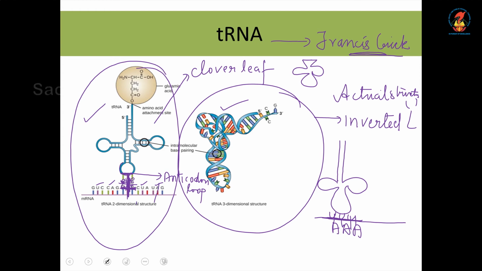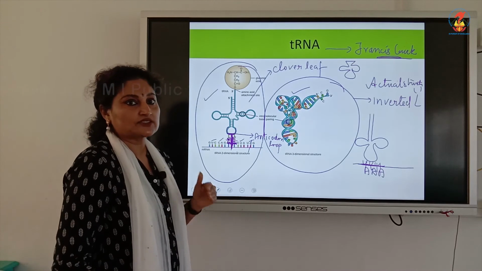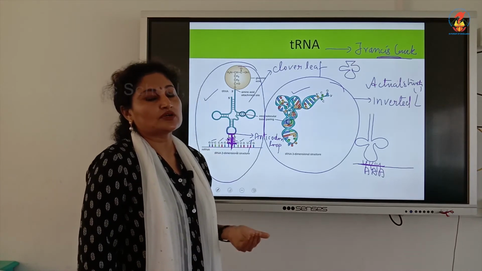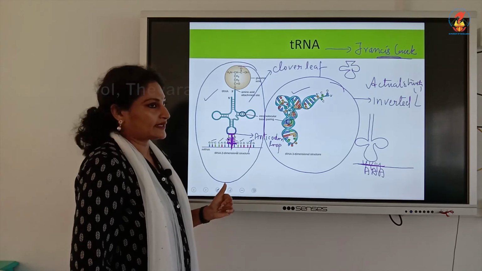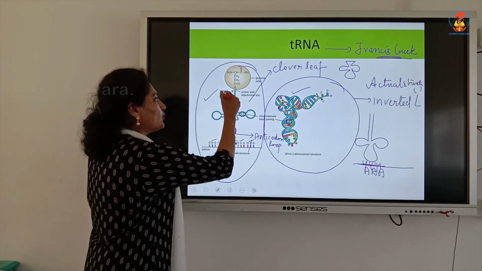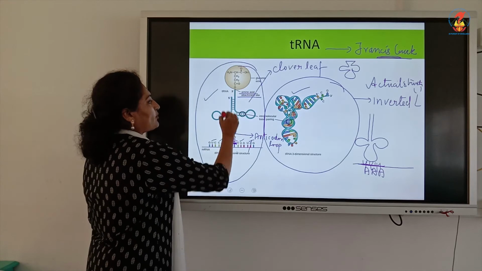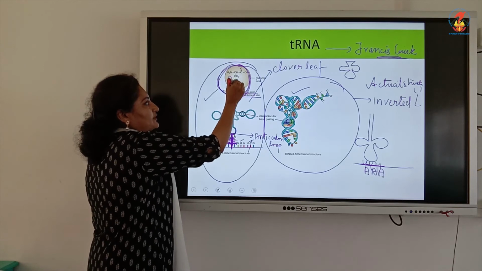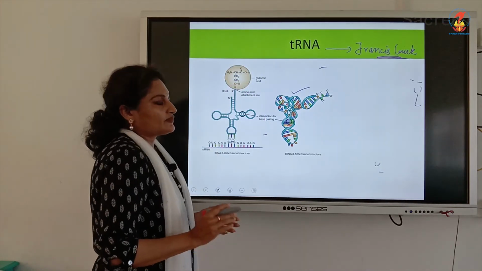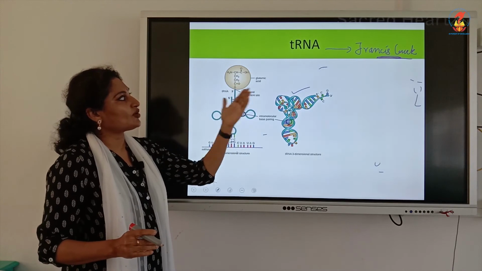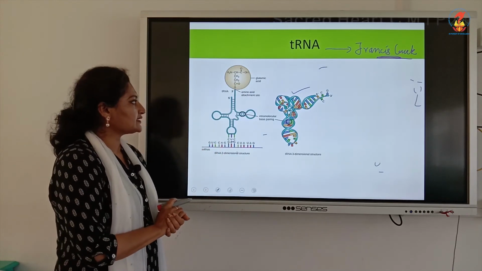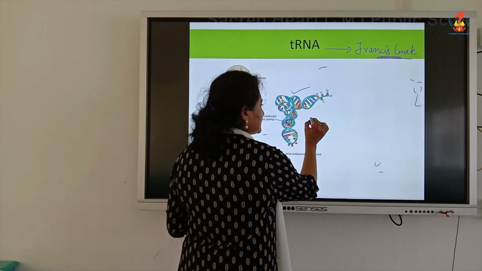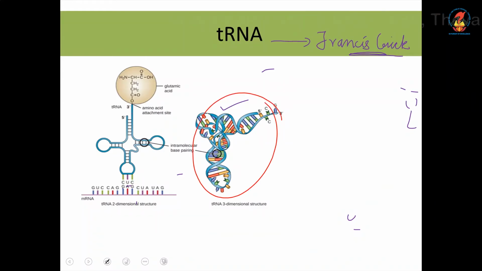So it has one region called the anticodon loop, which has bases complementary to the bases of the codon on the mRNA. Opposite to this anticodon loop is the amino acid binding site. Here is the amino acid that is bound. Clear? Once again, the structure and function of the tRNA was proposed by Francis Crick. The actual structure is an inverted L, as you can see in this diagram, and the secondary structure is the clover leaf.